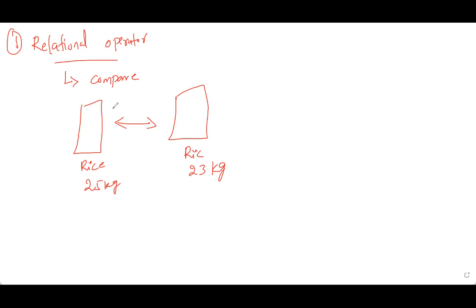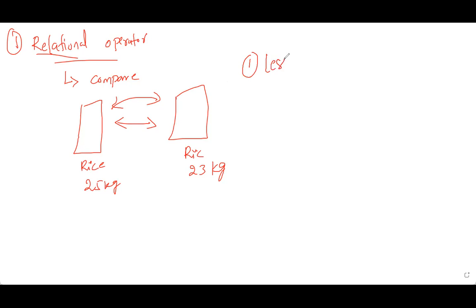So when you want to compare any two objects, in that situation we can use the relational operators. Clear my point? Here the objects can be rice bags or persons or anything, whatever it is. If you want to compare any two objects, then we should use the relational operators. There are six relational operators.